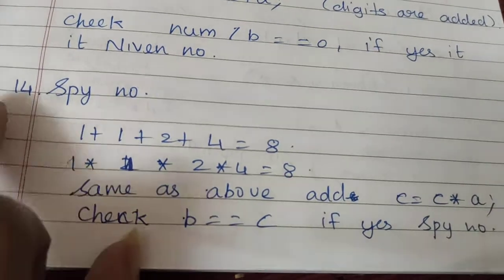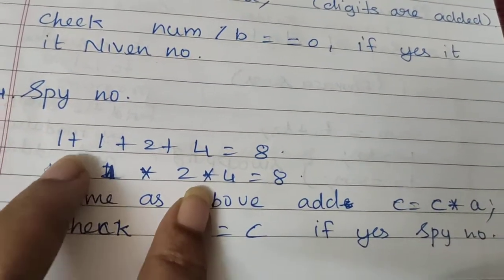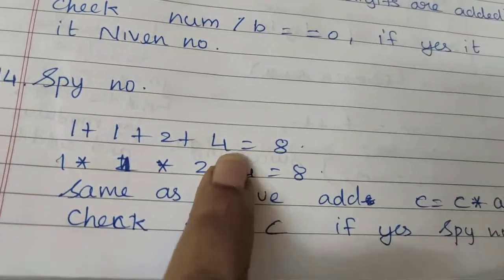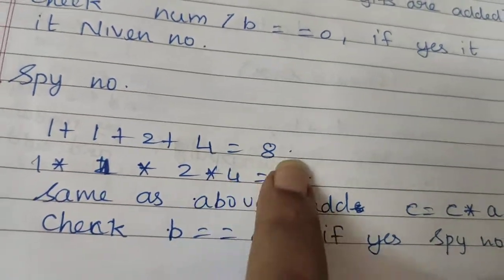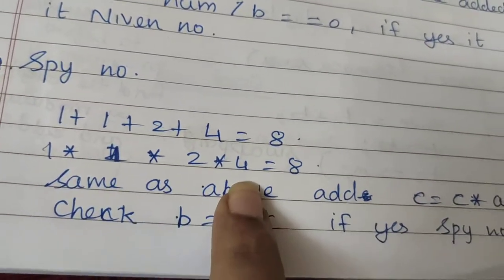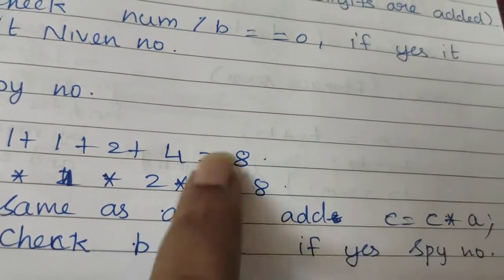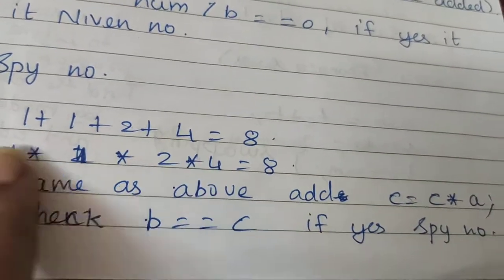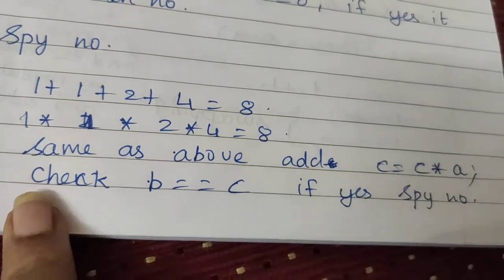Next is your SPI number. SPI number means, for example, the input number is 1124. You first add it: 1 plus 1 plus 2 plus 4 is 8, and then you multiply and see it. If you multiply also, you get the same 8. If you get the same number for the addition of digits and multiplication of digits, then it is a SPI number.